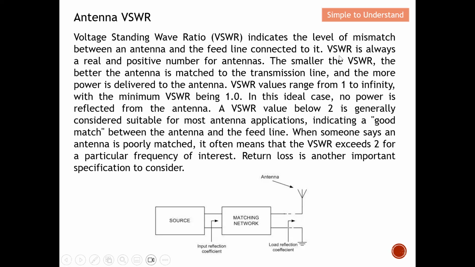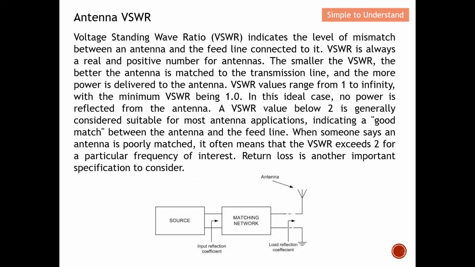And I mentioned earlier that for an antenna, VSWR is always a real and positive number. The smaller the VSWR, the better the antenna. In short, the smaller the number, not really, but the minimum is actually equal to 1. You will be able to see that later on. But in short, the smaller the number, which means the closer to 1, the better the antenna. How close you are to 1, it cannot be lesser than 1. 1 is the smallest number of VSWR.